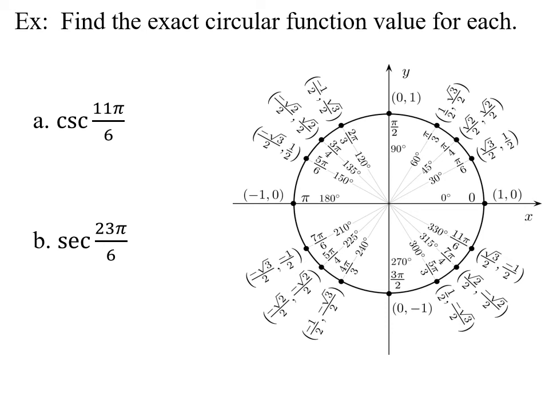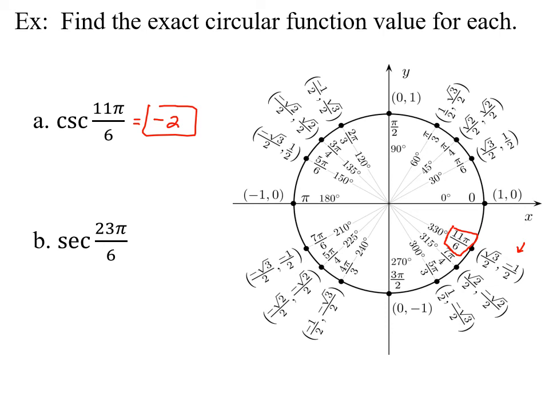Okay, cosecant of 11 pi over 6. 11 pi over 6 is right here. Cosecant is what you get when you flip over sine. So I'm going to take the sine value, which is negative 1/2. I'm going to take this negative 1/2 right here, flip it over to get negative 2. And that's the cosecant of 11 pi over 6.